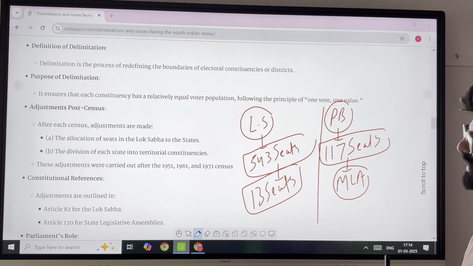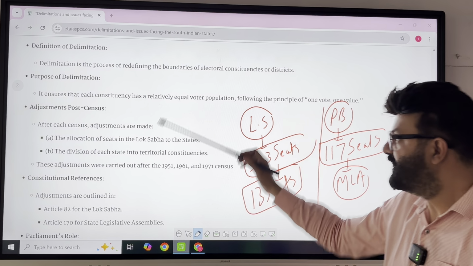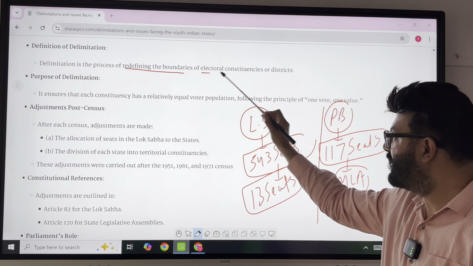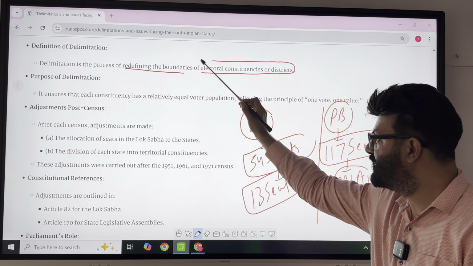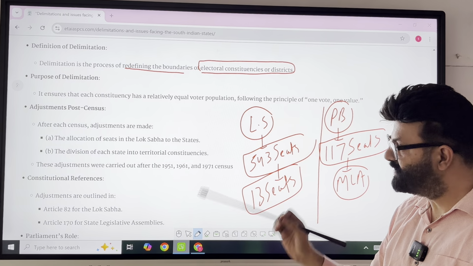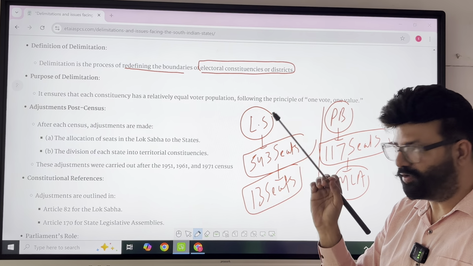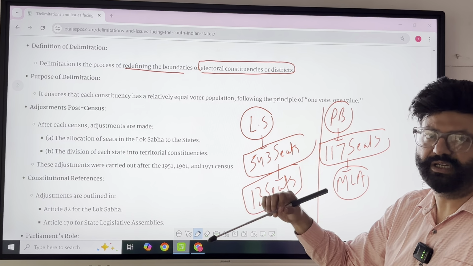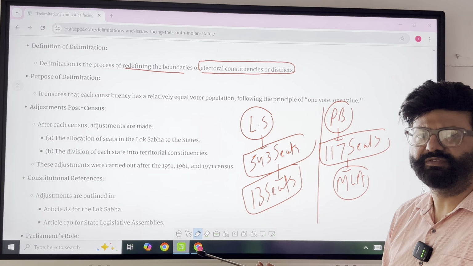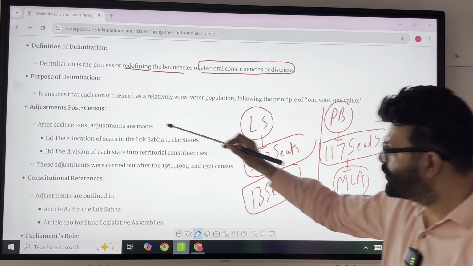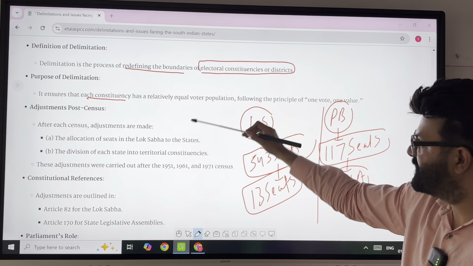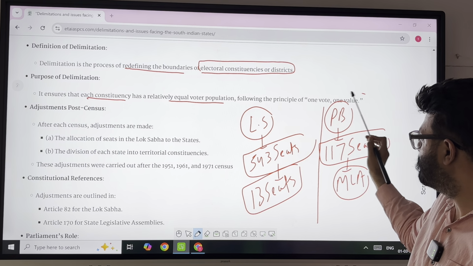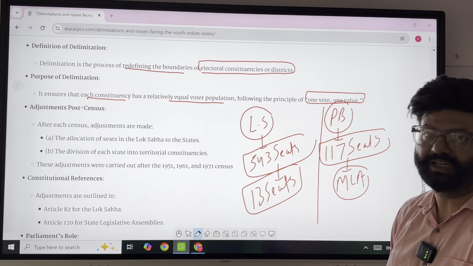Now, what does delimitation say? It is the process of redefining the boundaries of electoral constituencies or districts. Let us say there is one electoral constituency. Delimitation is redefining the boundary. Now, why do we have to redefine the boundary? It ensures that each constituency has a relatively equal voter population, following the principle of one vote, one value.